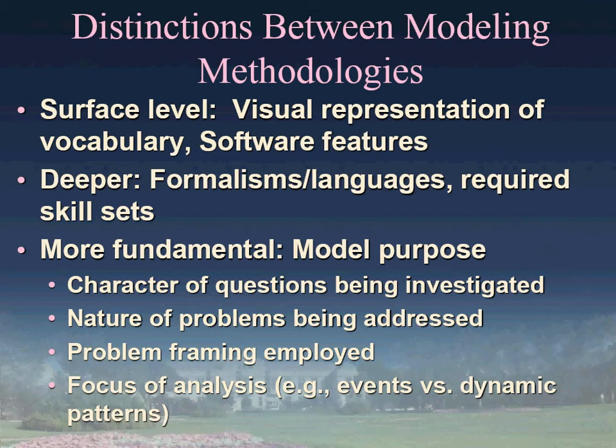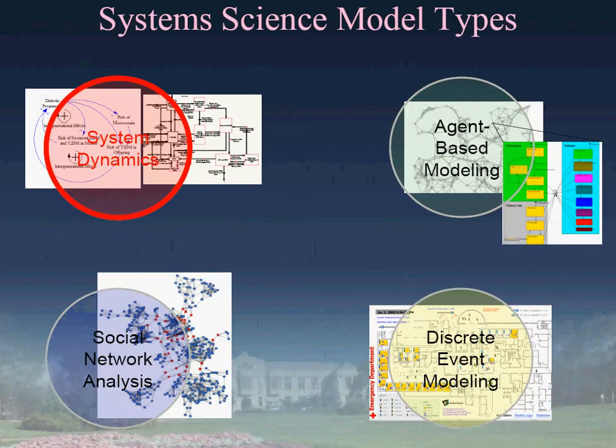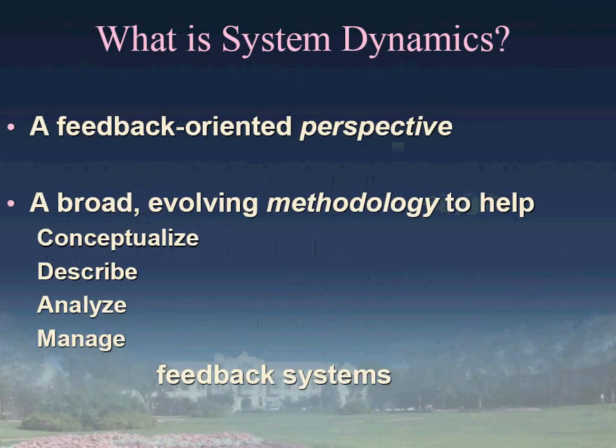So let's talk about system dynamics. What is system dynamics? It's a feedback-oriented perspective. It focuses on the feedbacks and accumulations of a system. Those are big, fancy, abstract terms. We'll try to nail them down in a bit. It's an evolving methodology to help conceptualize, describe, analyze, and manage feedback systems. Describe means to characterize at a quantitative level. Conceptualize is more about mapping it out at a qualitative level. Describe is specifying it quantitatively.